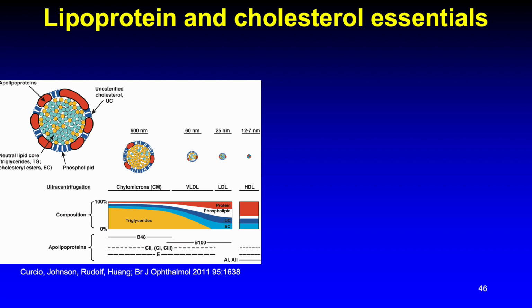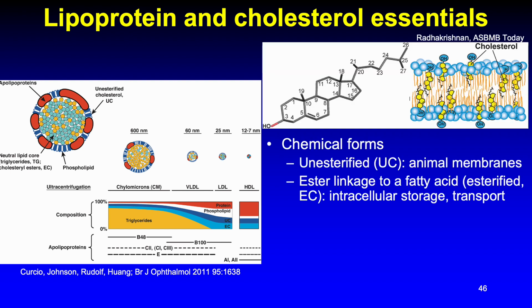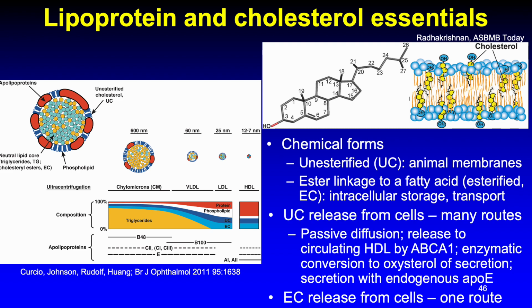The atherogenic particle number is the number of ApoB-containing particles of all sources in plasma. This is now considered a strong predictor of risk for the disease of coronary arteries in the heart. Of the lipoprotein components, cholesterol is either unesterified or free, or esterified to fatty acids. There are many ways to release unesterified cholesterol from healthy cells. There is only one way to release esterified cholesterol from a healthy cell, and that is in the core of a lipoprotein particle.